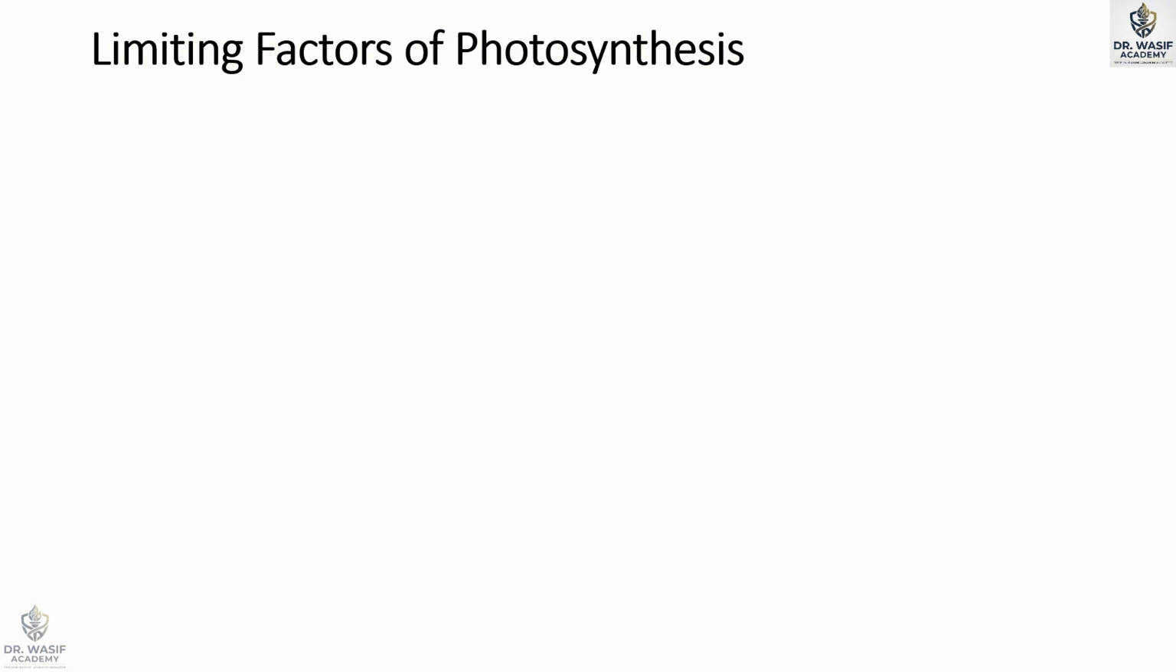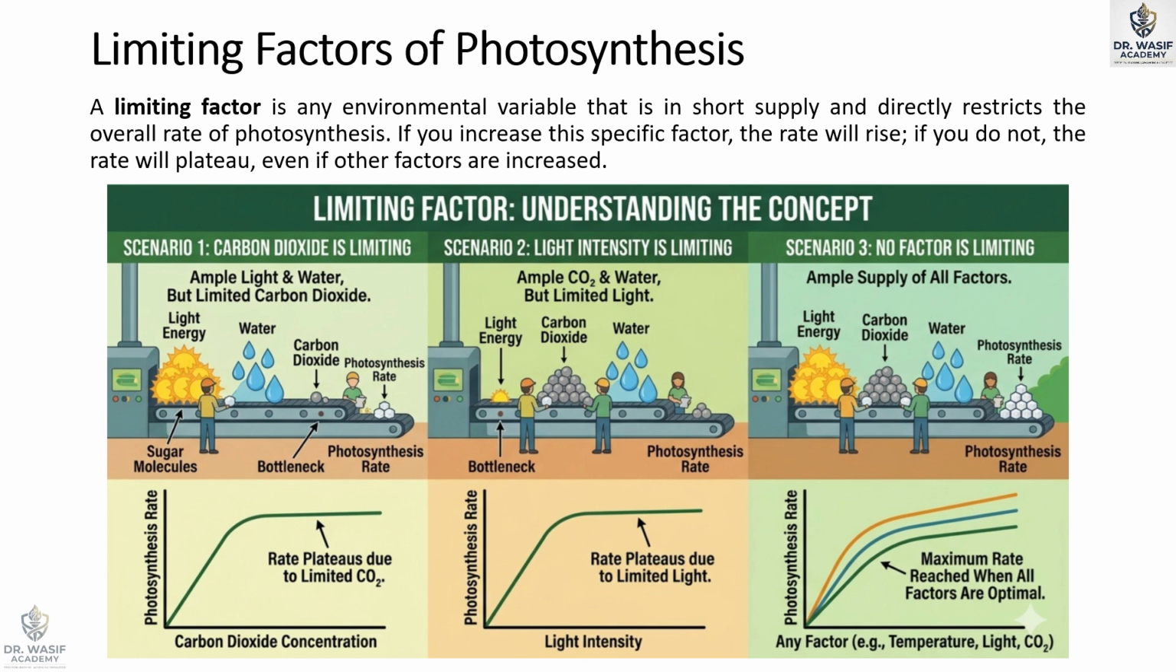Imagine you are baking 100 cakes, but you only have one oven. No matter how much flour or sugar you buy, you can't bake faster because the oven is your limiting factor. So, in biology, a limiting factor is any environmental variable which is in short supply and directly restricts the speed of photosynthesis. If you increase this factor, the rate goes up. If you do not, the rate stays flat or plateaus, even if you increase everything else.